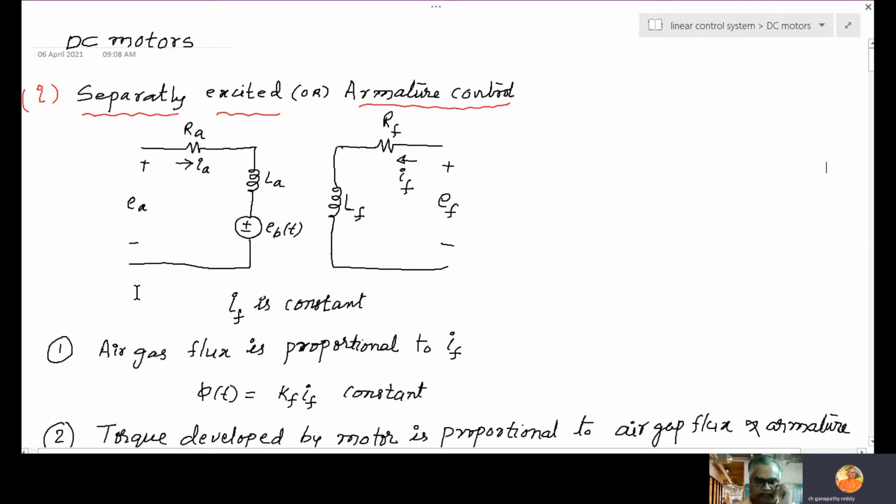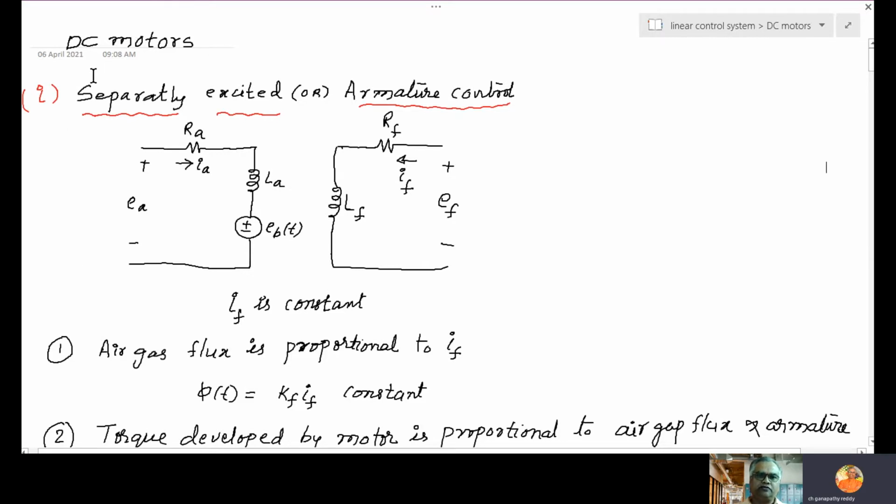So last class we studied mechanical systems: a translational system, rotational system, force-voltage analogy, force-current analogy. We solved different problems. Now the next topic is electrical systems. As per the syllabus, we have only two systems, mechanical and electrical. So this is the electrical system.